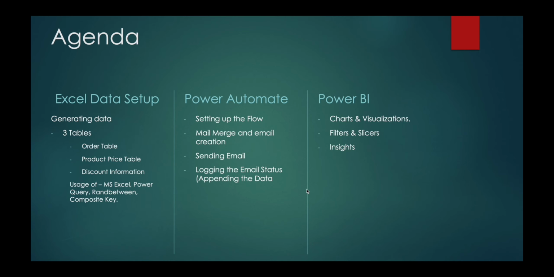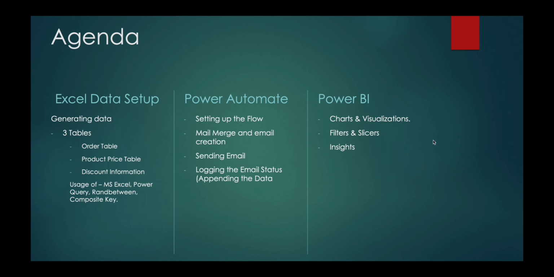As part of this project, I was also supposed to generate my own data. The Excel data setup consisted of three tables: the order table, the product price table, and the discount information table. The second process was using Power Automate to mail merge the customers from this Excel flow. It involves setting up a flow, mail merging and email creation, sending the email, and logging the email status, which is basically appending the data for the sent status so that we get to know if the email was successfully sent to these particular customers.